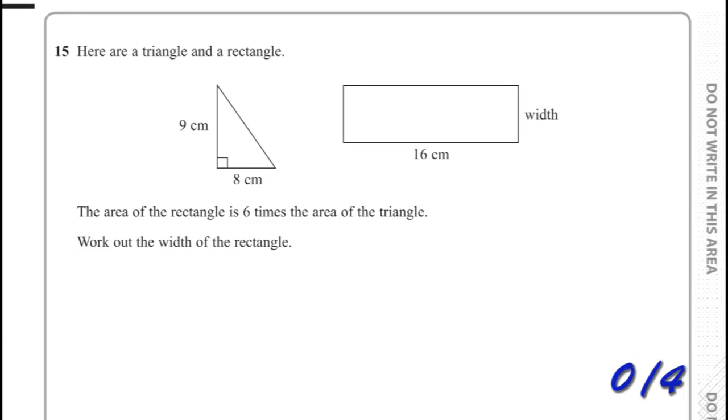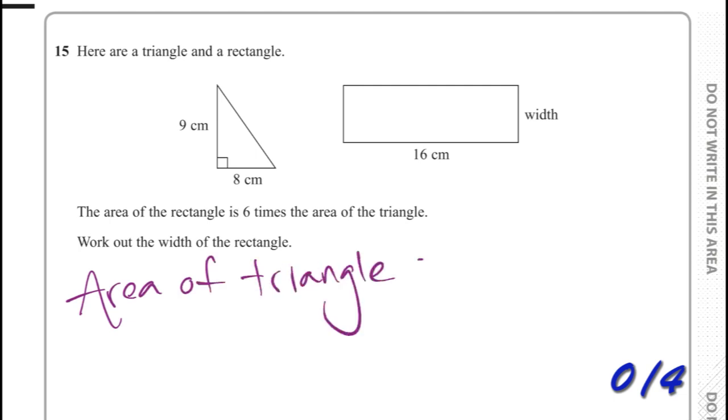Question 15. We've got a triangle and a rectangle. The question tells us that the area of the rectangle is 6 times the area of the triangle. Work out the width of the rectangle. So you must have memorized your formulas for the area of a triangle and the area of a rectangle. Area of the triangle, a lot of people keep forgetting. You times the height and the width together, and because it's half the size of a rectangle, you have to half your answer. So, area of triangle is 9 times 8 divided by 2.